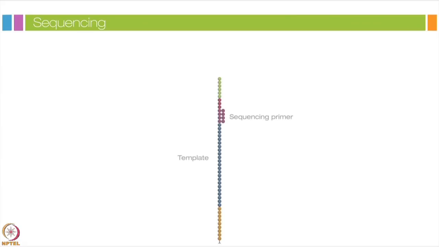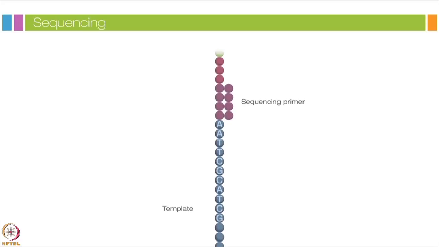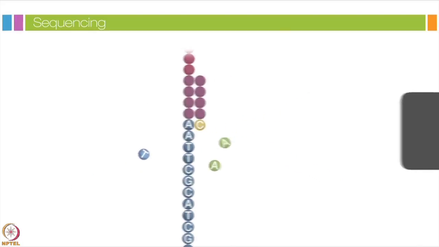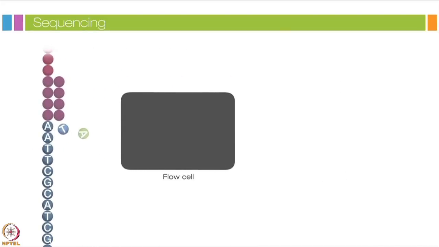Sequencing begins with the extension of the first sequencing primer to produce the first read. With each cycle, fluorescently tagged nucleotides compete for addition to the growing chain. Only one is incorporated based on the sequence of the template. After the addition of each nucleotide, the clusters are excited by a light source and a characteristic fluorescent signal is emitted. This proprietary process is called sequencing by synthesis.